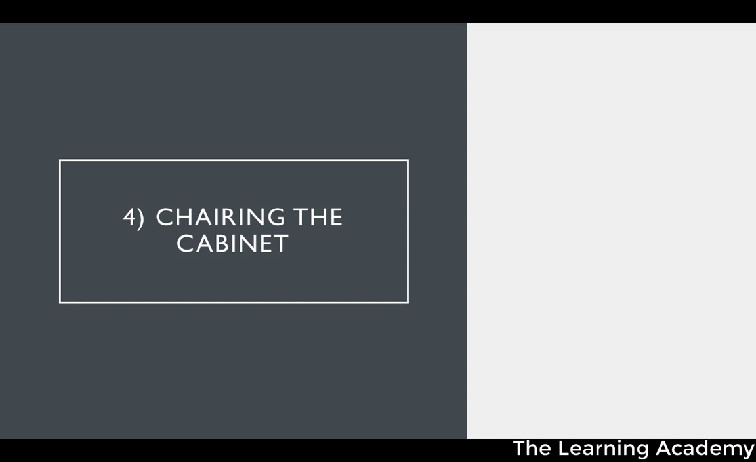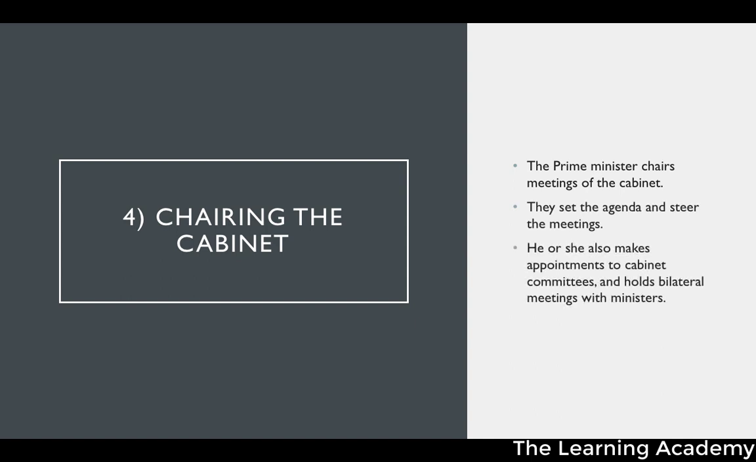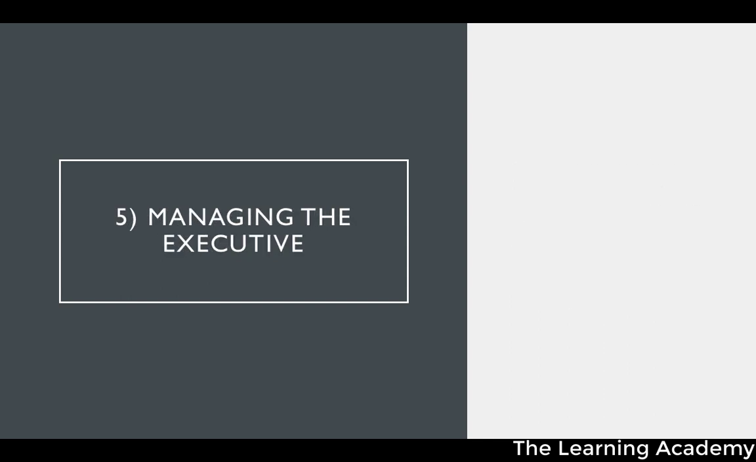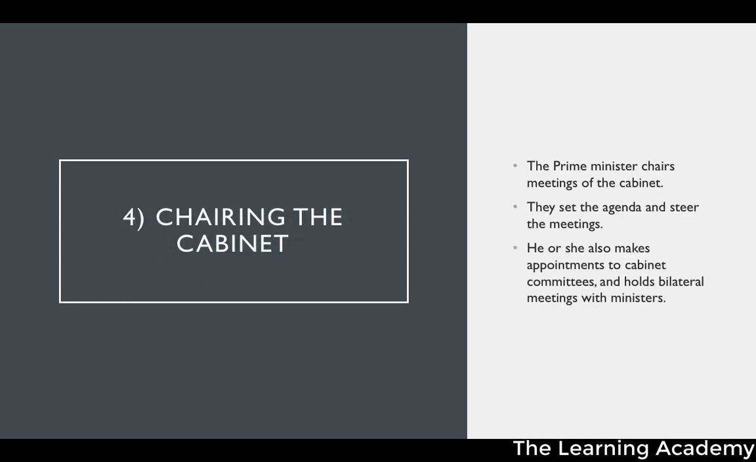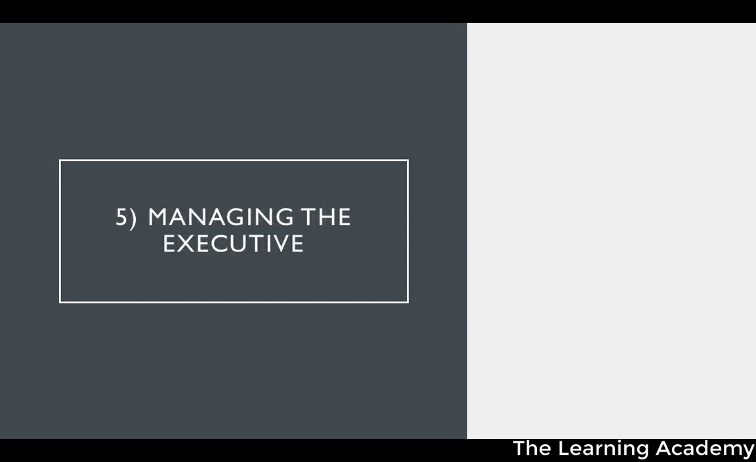The fourth role is chairing the cabinet. Okay, so the Prime Minister chairs meetings of the cabinet. They set the agenda and steer the meetings. He or she also makes appointments to cabinet committees and holds bilateral meetings with ministers. This is very interesting because we'll look at the different leadership styles of prime ministers in the last 20 or 30 so years, okay, and how they ran their government, because each of them had their different ways of running it.